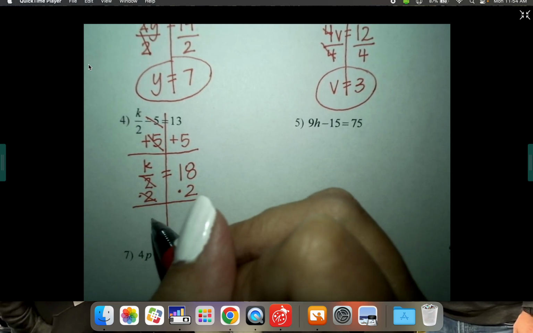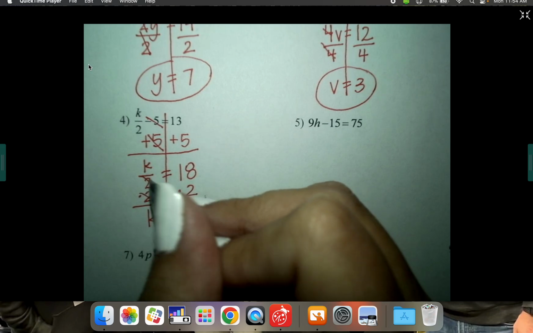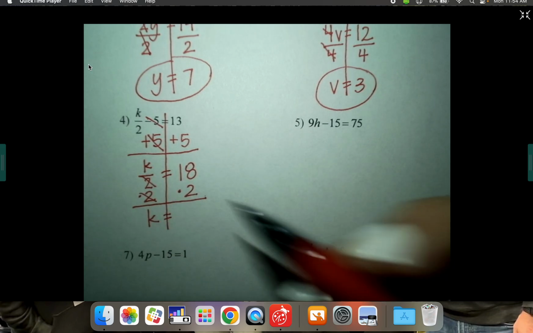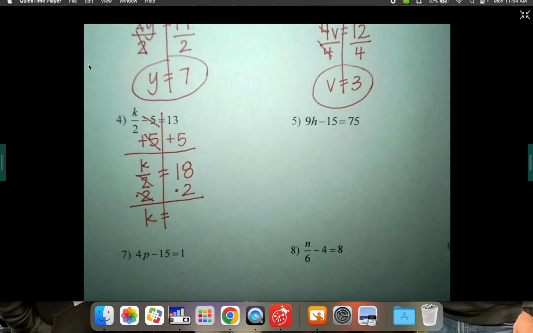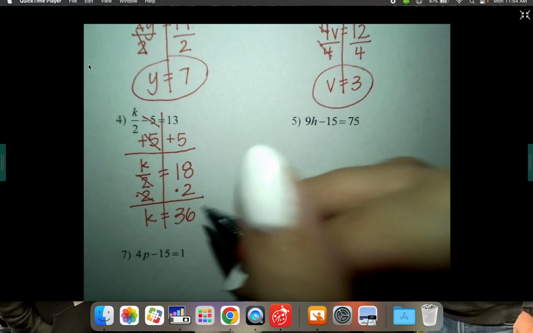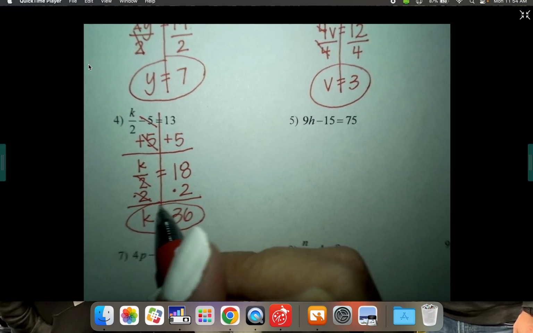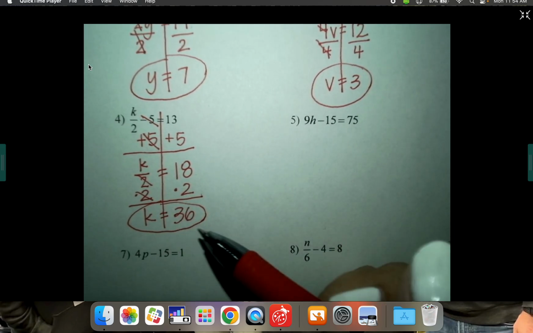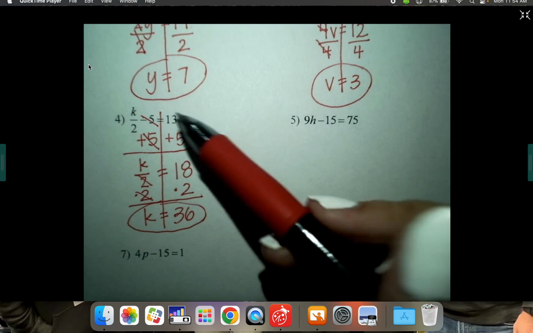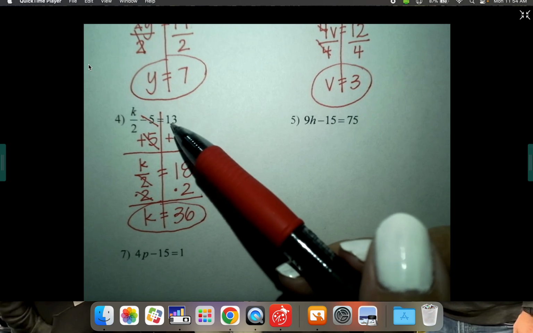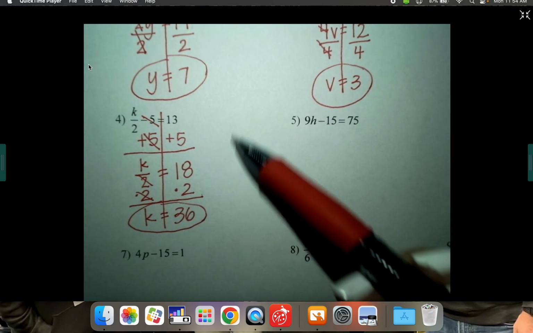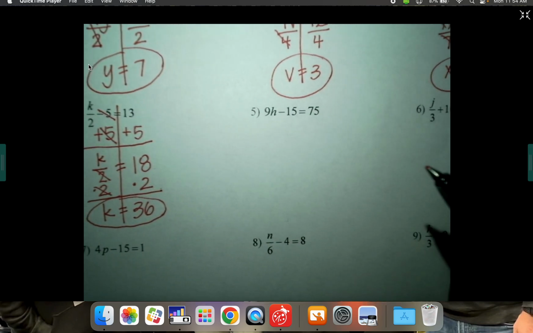On both sides, we cancel them, we cancel them on this side. 18 times 2 is 36. So if you had 9 for your answer, I understand why you got it, but it's not right. You can always go back and plug it in and check. 36 divided by 2 is 18. 18 minus 5 is 13. So if you're not sure about an answer, go plug it back in and check it.